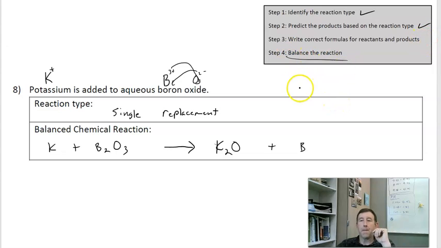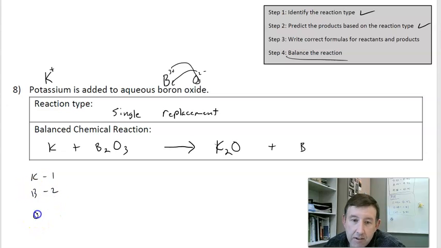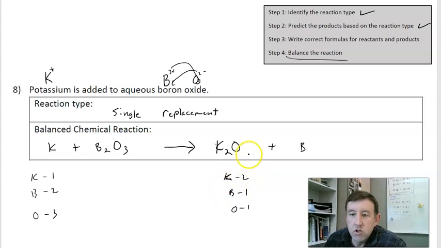The last thing to do is to balance this bad boy, right? So we do that by identifying how many we have of everything on each side. All right, we got 1 potassium, 2 borons, 3 oxygens. Over here we got 2 potassiums, 1 boron, 1 oxygen. All right, so let's start with our potassium. Why not? Let's put a 2 there. Now, I got 2 borons here. Well, how about I put a 2 there?